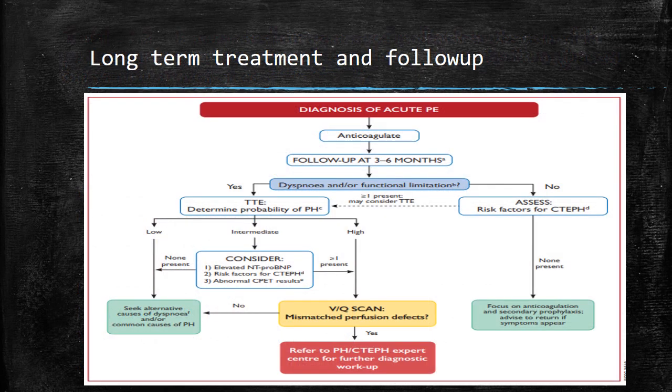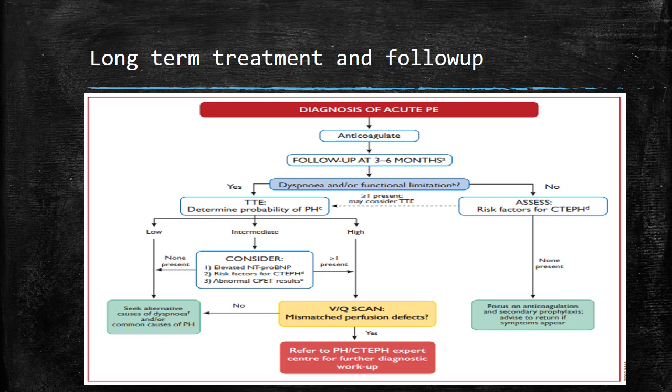Okay, long-term treatment, you have to see this slide. This is a very bulky slide, but once a patient has been diagnosed with acute pulmonary embolism, you have anticoagulated the patient. You will have to follow up the patient for at least 3 to 6 months. If still dyspnea is present, you will do transthoracic echocardiography, and determine the probability of the pulmonary hypertension, which is low, intermediate, or high.